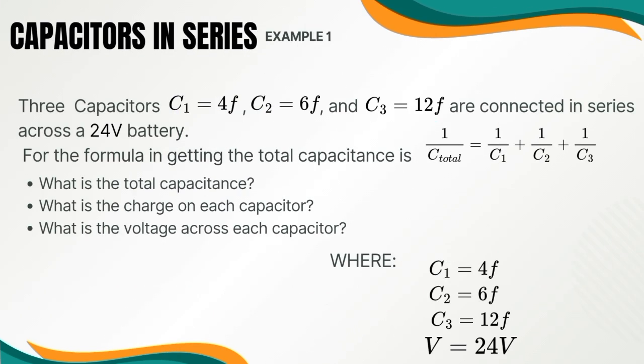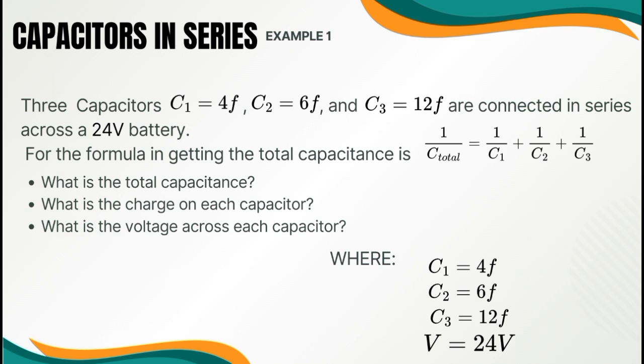So, for example number 1, for the capacitors in series, 3 capacitors, C1 is 4 farads, C2 is 6 farads, and C3 is 12 farads. What is the total capacitance and the charge on each capacitor and voltage across each capacitor with a 24 volt battery? So, these are the givens.